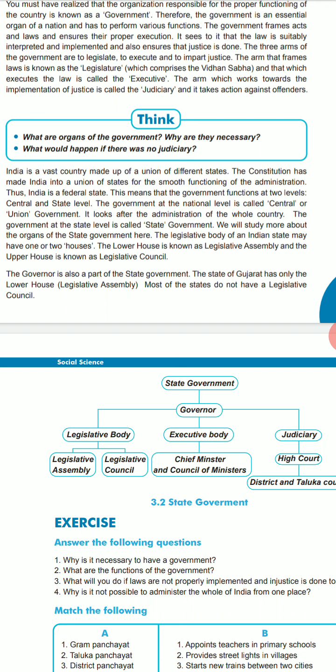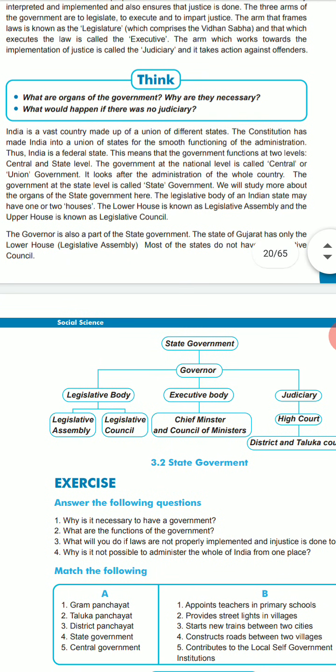The government at the national level is called the central or union government. It looks after the administration of the whole country. The government at the state level is called the state government. We will study more about the organs of the state government here.